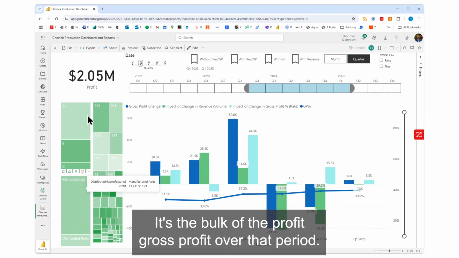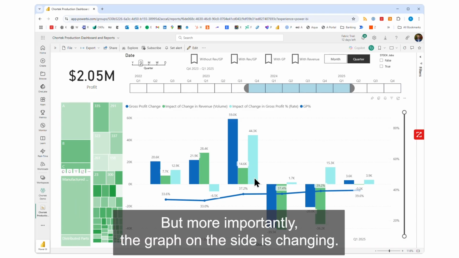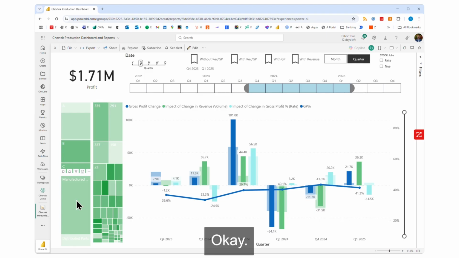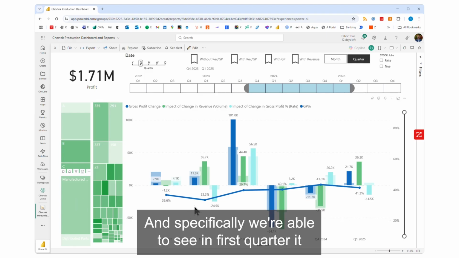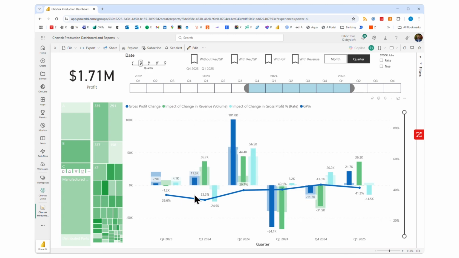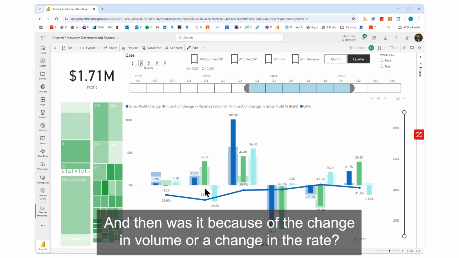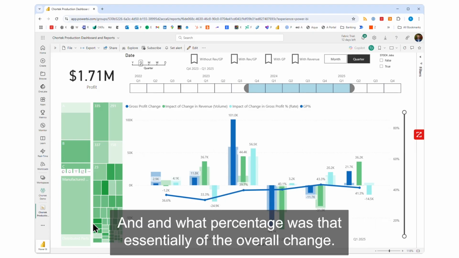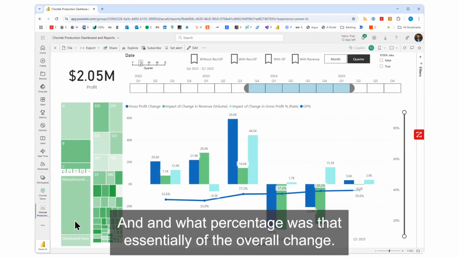It's the bulk of the profit, gross profit over that period. But more importantly, the graph on the side is changing. Okay? And specifically, we're able to see in first quarter what percentage of the increase in gross profit dollars was because of a change in volume or a change in the rate, and then what percentage was that essentially of the overall change?